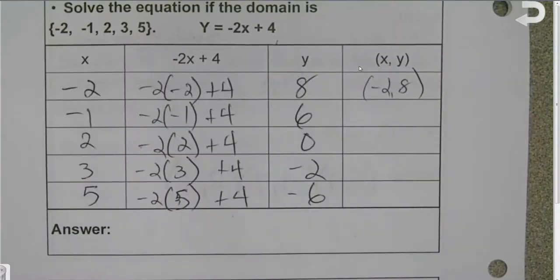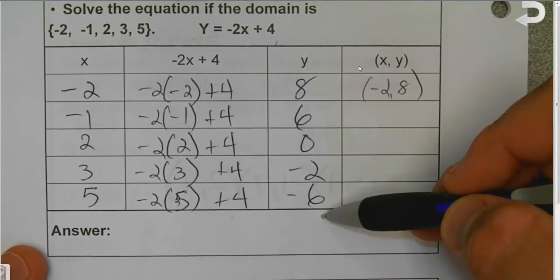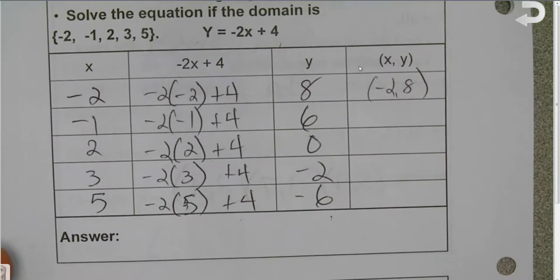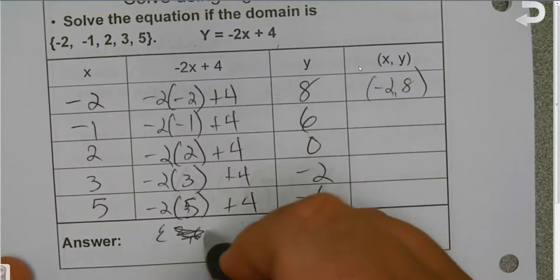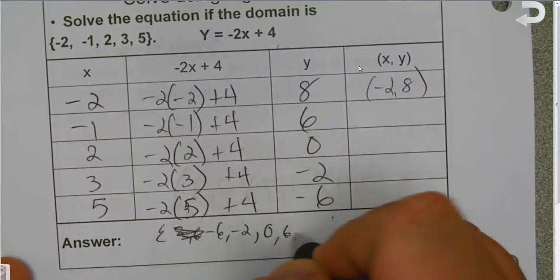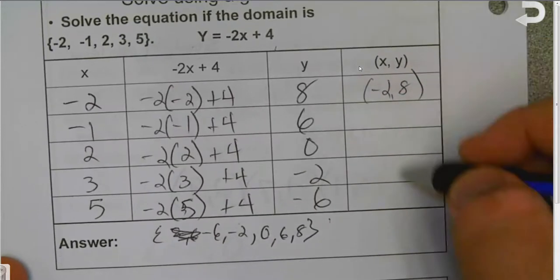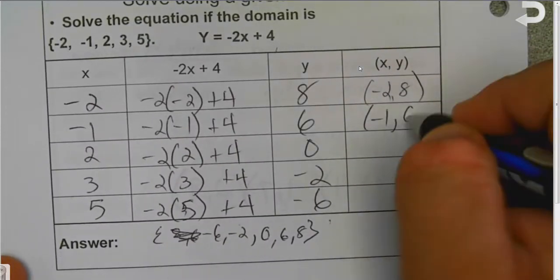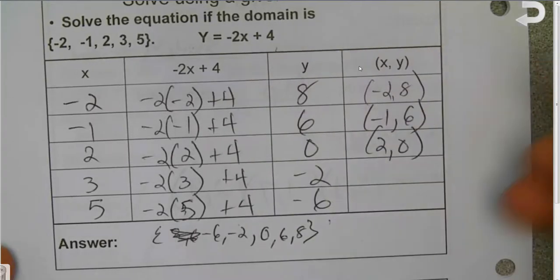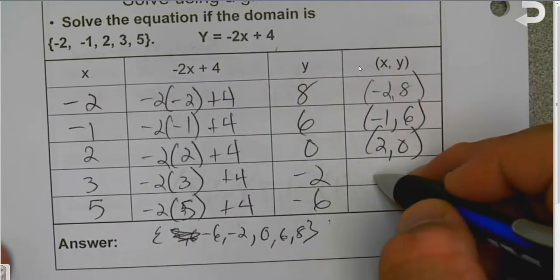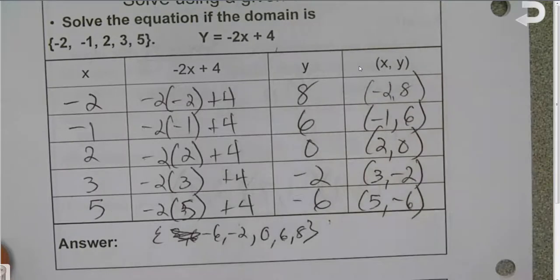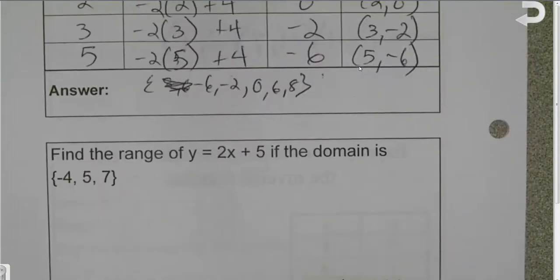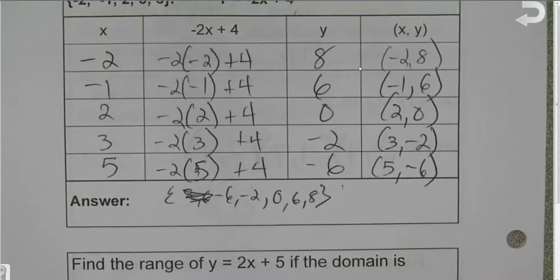And so the answer that you're looking for, if you're looking for the range, you would list this whole set of numbers. So if I said to give the range, your answer would be negative 6, negative 2, 0, 6, 8. If I told you to solve it, that's when all the ordered pairs come into play. But more than likely, what you're going to be asked to do is to name the range given the domain.